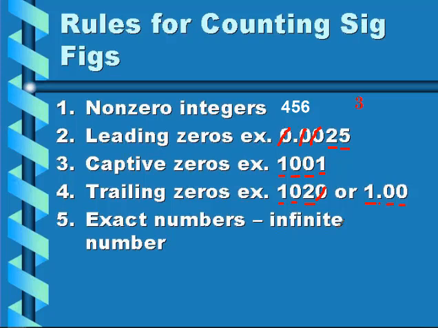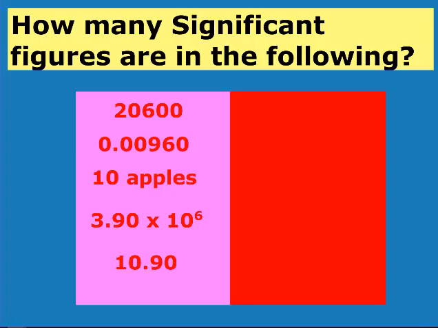And finally, exact numbers are going to have an infinite number. If you're counting something that's not a measurement, such as 5 students came in the room, or 20 apples, or 30 pencils, those are exact numbers, as are conversion factors, so those have an infinite number of sig figs. So go ahead and pause the video and figure out how many sig figs these 5 problems have. Restart when you have your answers.